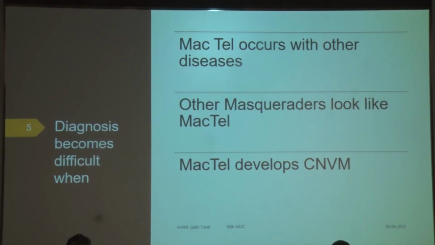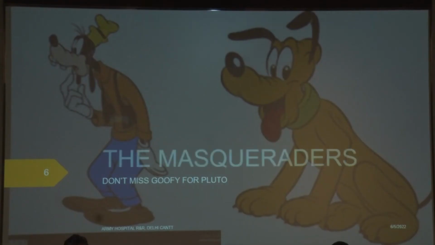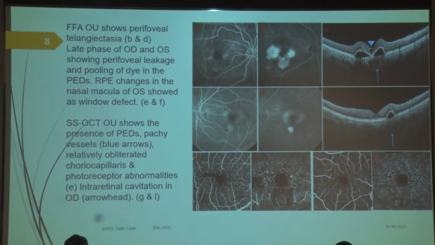Here we can see these classical right angle dipping vessels, and the diagnosis becomes difficult when we have macular telangiectasia occurring in concurrence with other diseases and other masqueraders which do look like MACTEL. And lastly, any case of macular telangiectasia you have to keep under follow-up because they can throw a secondary CNVM at any stage. So again, as we say, don't miss the two very similar looking diseases. It can present with PEDs.